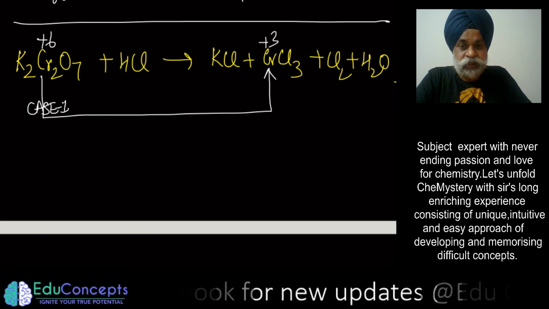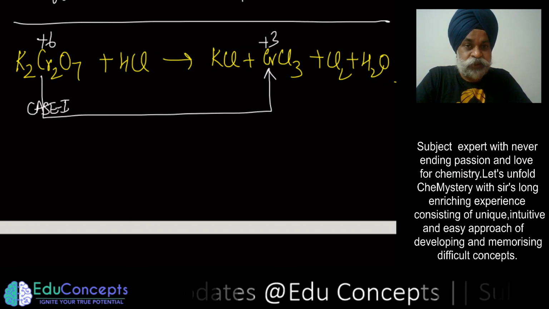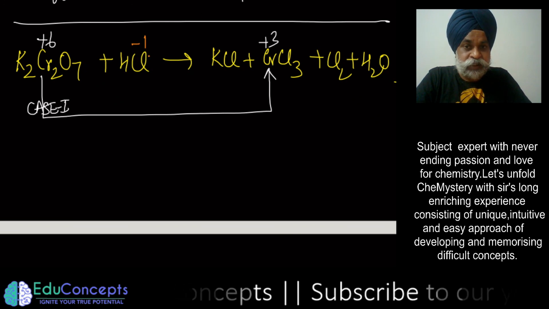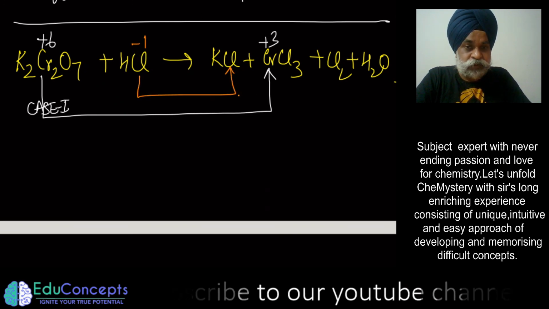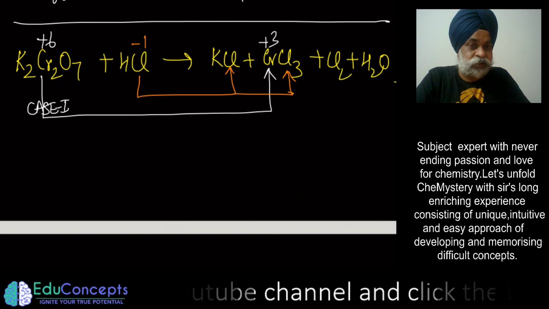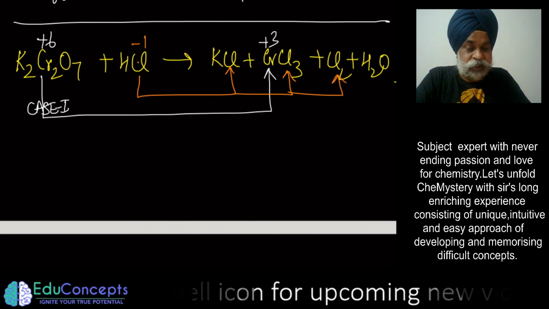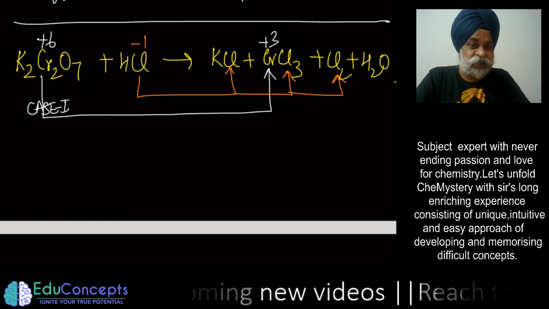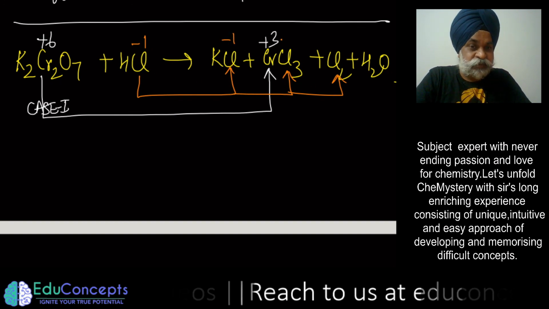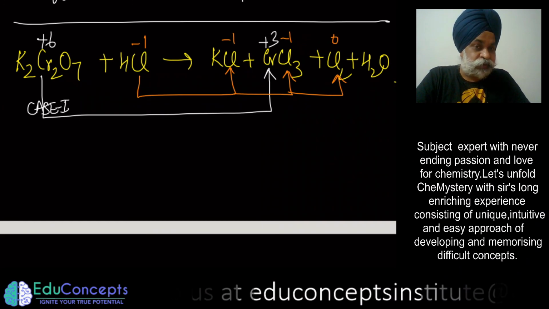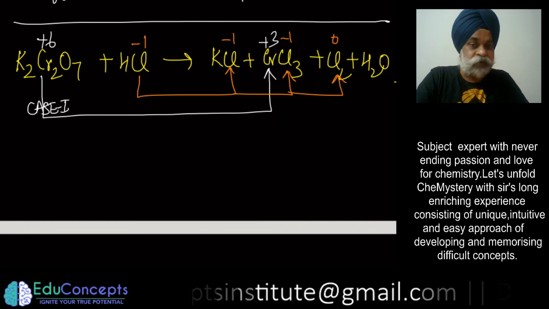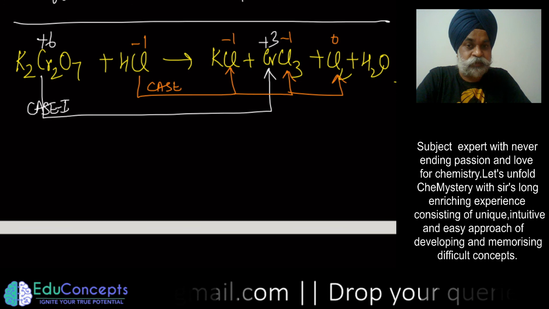so you can say it is case number 1. But parallelly what you are able to see is that this Cl negative is going to KCl also, to CrCl3 also, to chlorine also. So these Cl negative ions are going to this as -1, this as -1, this as 0. So it is going to more than one product. So this could be said as case number 2.